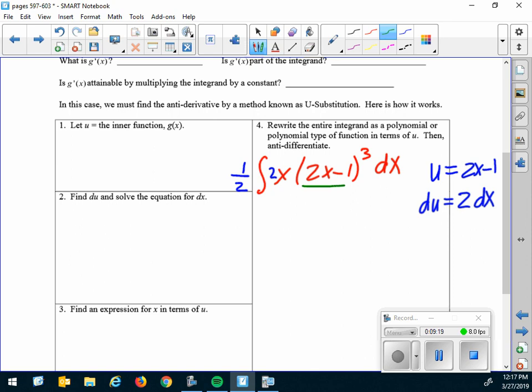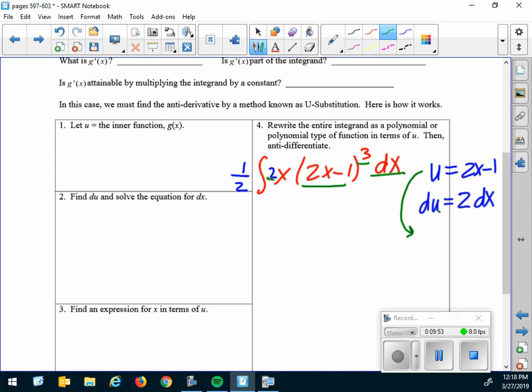This part is going to become u to the 3rd power. This part is going to become du. I got that x sitting out there. Now, it's real easy to handle. I've got this x sitting here that you can't pull out as a variable. What you're going to do is take that equation right there and rewrite that as x equals.